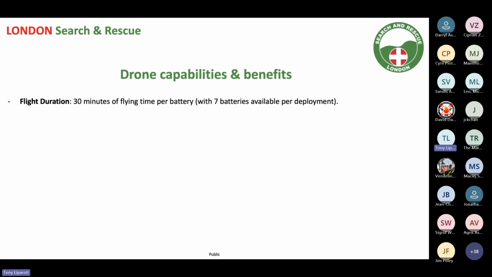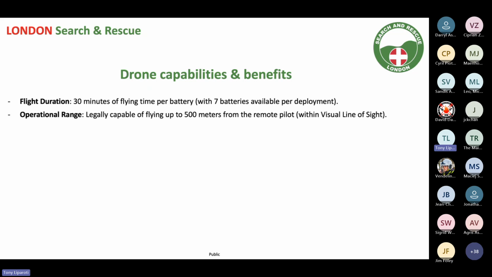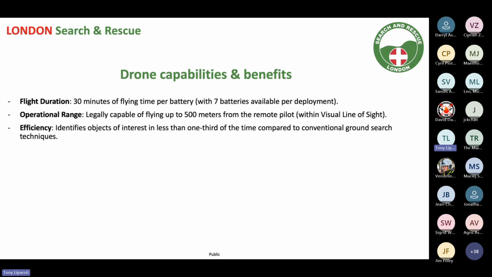So in terms of capability, the average with this type of drone is around 30 minutes of flying. It depends on how much you're flying, because that affects the consumption of the battery. Operation range, as mentioned before, we are limited to 500 meters distance from the remote pilot. The efficiency is very interesting when you specifically compare the ground team versus the drone. We have use cases where we have done a lot of trials where we can say for sure that searching an area with a drone takes one third of the time compared to conventional ground search techniques with search members.